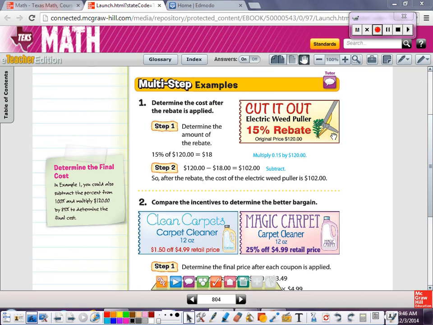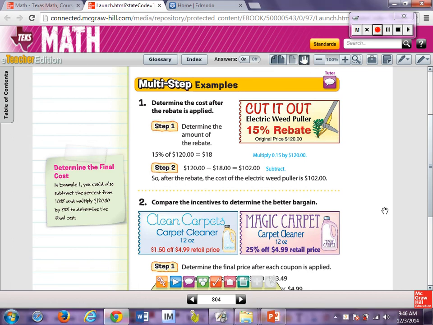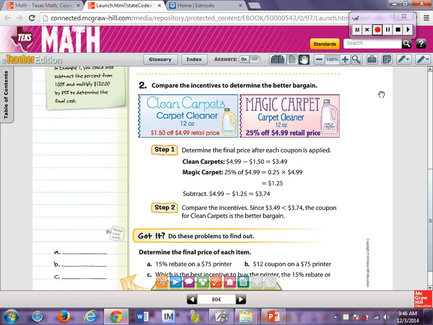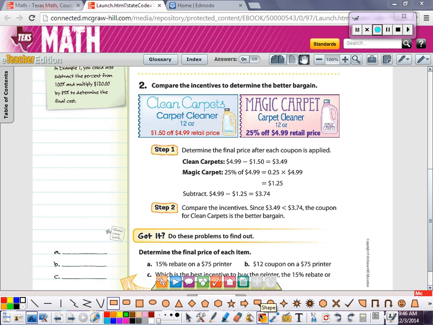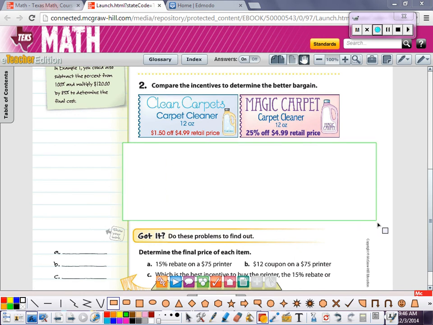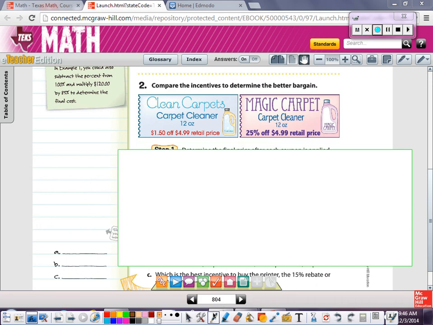Let's go ahead and move down to our next example. And here, now, we are asked to compare the incentives to determine the better bargain. So we're going to be looking at both of these to figure out which one is the better deal overall. So let's go ahead and blank this out and start analyzing our work.